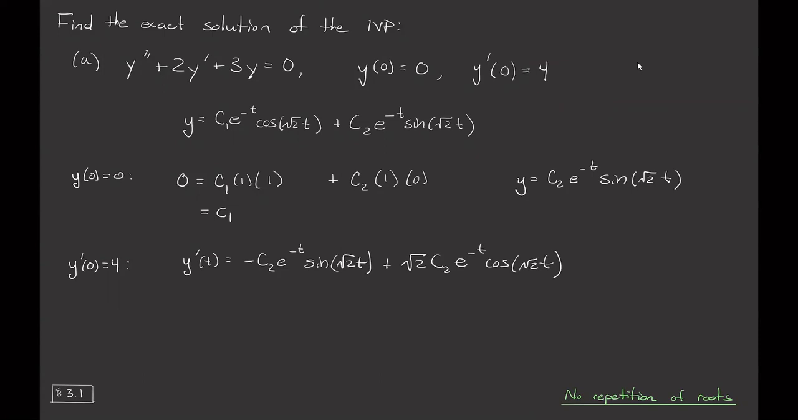Now we substitute the information that y prime of 0 is 4. We get negative C2 e to the 0, which is 1, sine of 0 is 0, plus square root of 2 C2, 1 times 1. So we get that 4 is equal to square root of 2 C2, and hence 4 divided by root 2 is equal to C2.